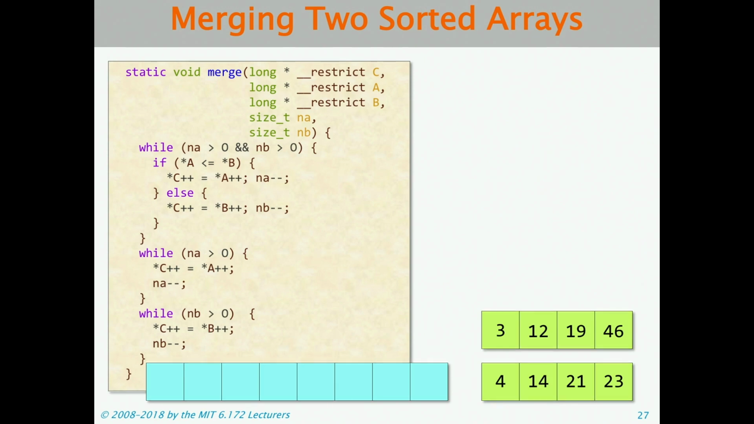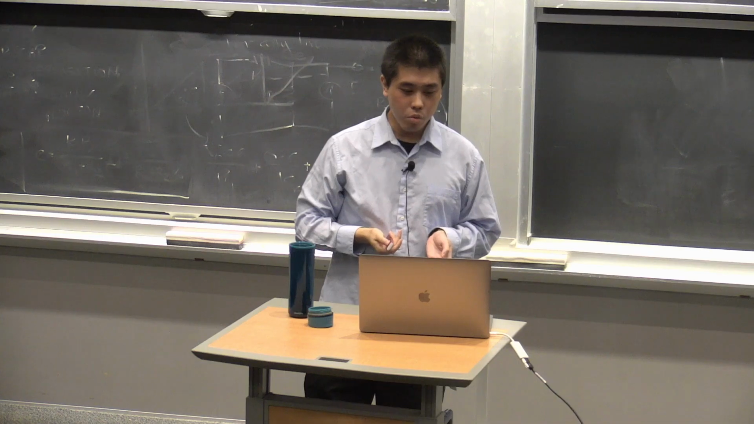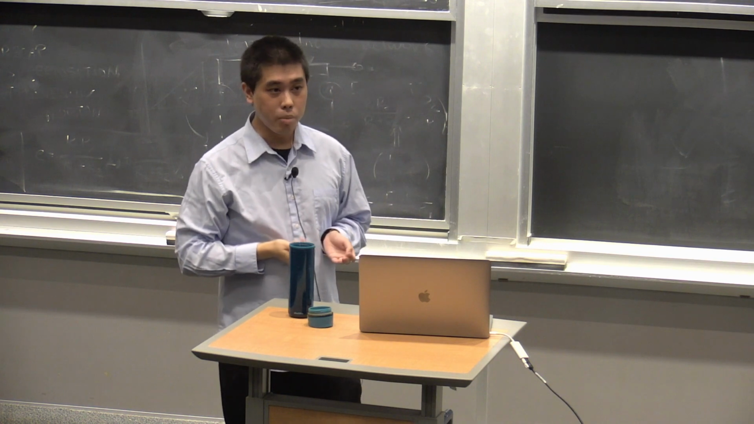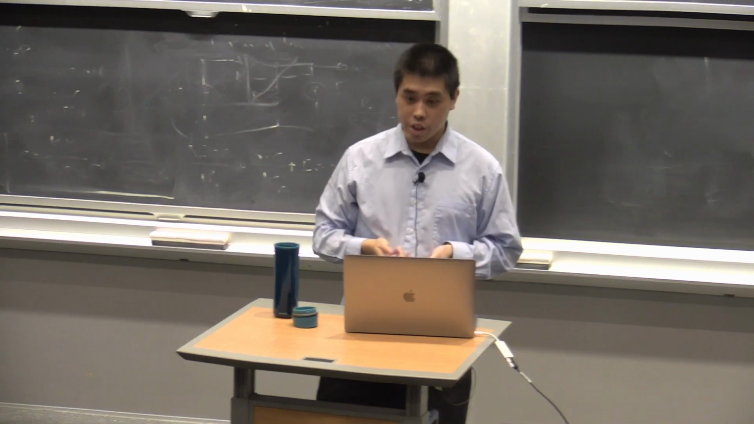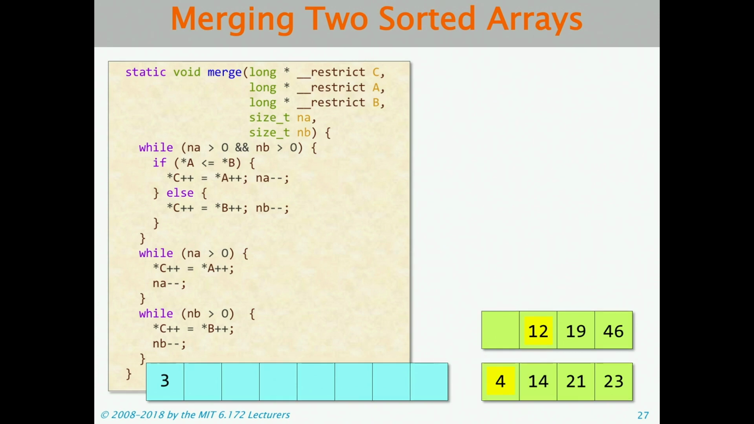So let's do a simple example. Let's say we want to merge these two arrays in green into the blue array here. So let's say the top array is A and the bottom array is B and the blue array is C. So initially, A and B are pointing to the beginning of these two green arrays. And since both arrays are non-empty, we're going to compare the first two elements here. And we see that 3 is less than 4, so we're going to place 3 into the array C. And then we're going to increment the pointer in A to point to the next element. And we're also going to increment the pointer in C to point to the next slot.